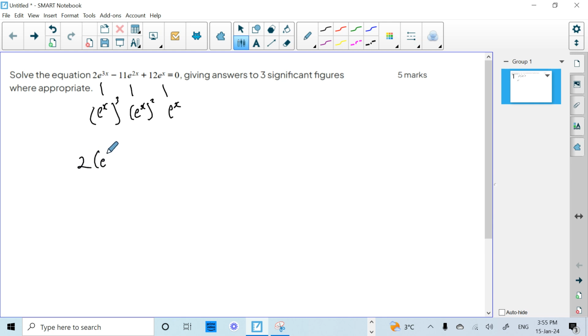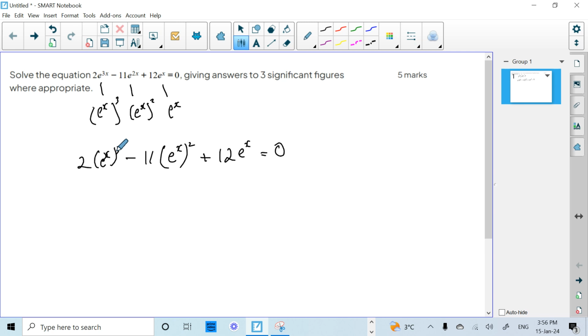So I've got 2(e^x), that's the base, to the power of 3, minus 11(e^x) squared, and plus 12e^x, and that's all equal to 0. Now, the clever thing to do here is to reduce all the powers by 1. Why? Because that way we can factorize, because we can let y equal e to the x, and then we can solve and find out what the value of y is, and then substitute it back in.